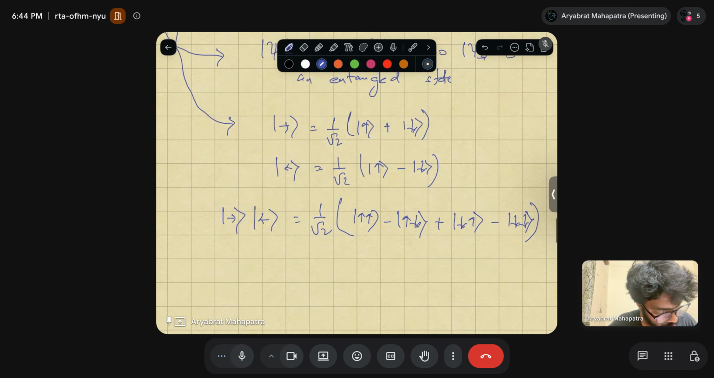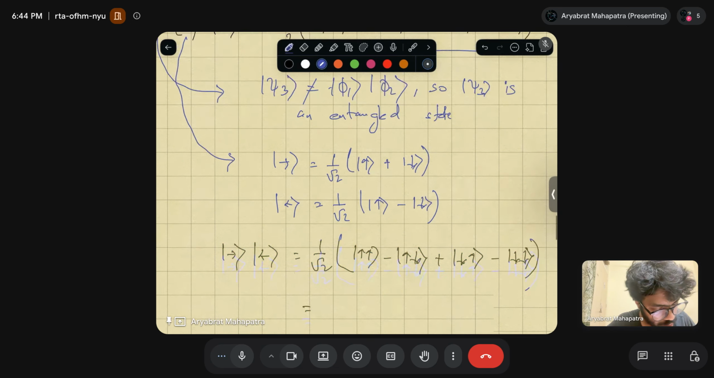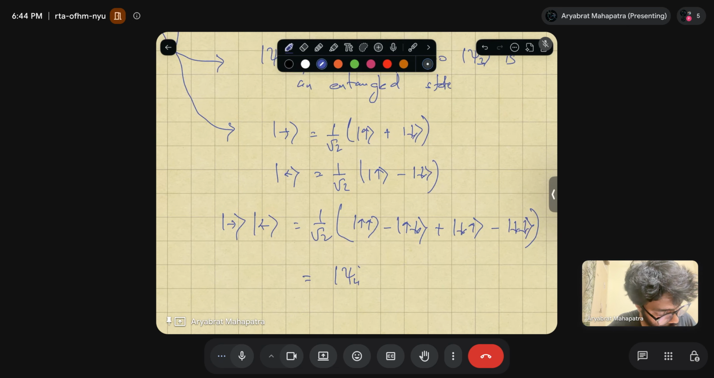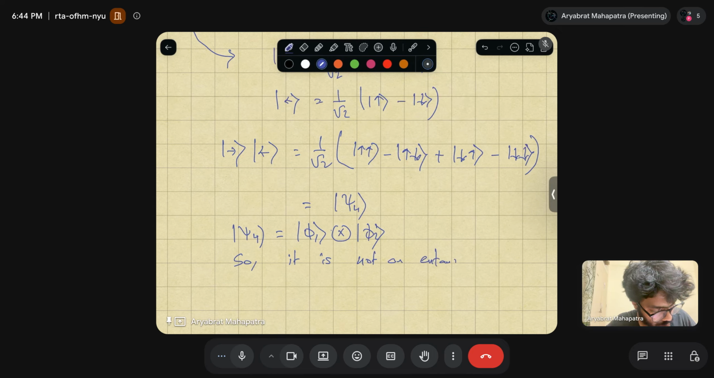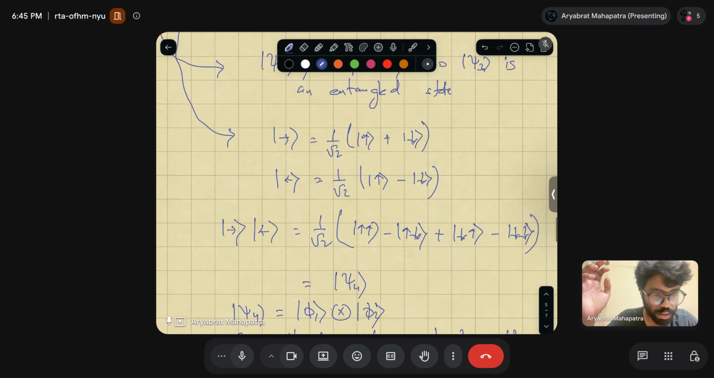Again, this is what is given in your question, that is your psi 4. It is not an entangled state, because psi 4 can be written as some phi 1 tensor product with phi 2. So everyone got it, how you can write down all these forms of entangled states? If any problem, please let me know here.